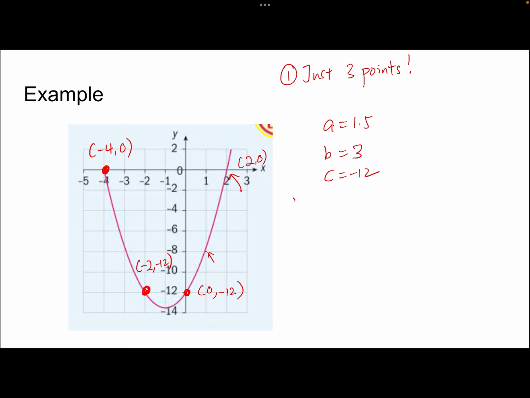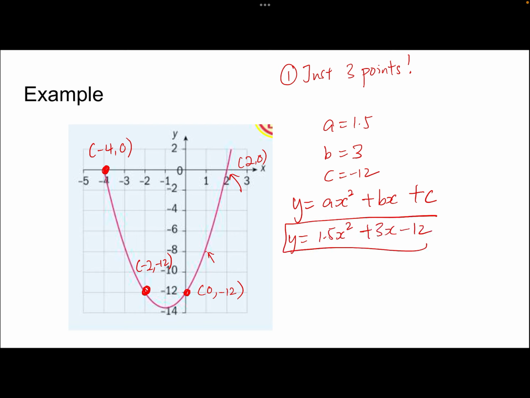Now we do know that a quadratic function or equation will always look something like ax squared plus bx plus c. So if I substitute all these numbers in, I'm going to get the equation of this graph, which is 1.5x squared plus 3x minus 12. Technically this is the easiest way, by using the quadratic regression.